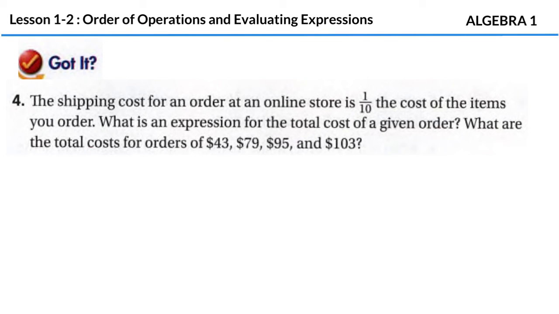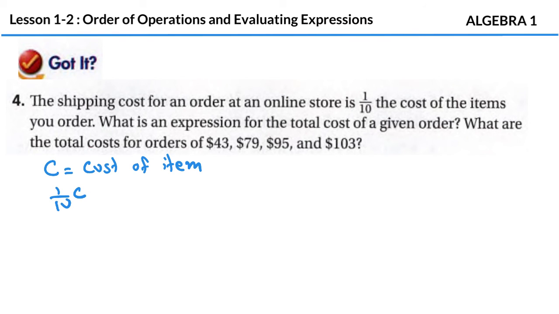Try this. The shipping cost for an order of an online store is 1/10 the cost of the items you order. What is an expression for the total cost of a given order? So let C be the cost of the item, whatever item you're ordering. How much will the shipping company now charge extra to ship you the item? They will charge 1/10 of the cost of the item. So that means they will charge 1/10 of C.